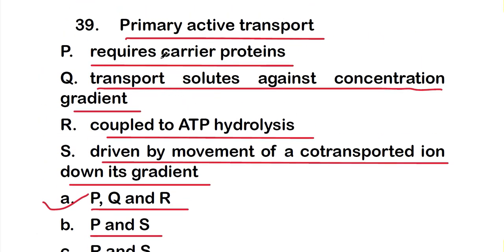So P means this primary active transport requires carrier proteins. Then this primary active transport transports solute against concentration gradient and coupled to ATP hydrolysis. These three are correct about primary active transport.